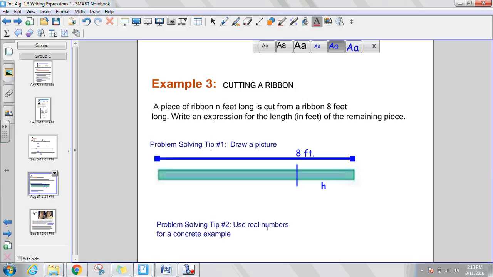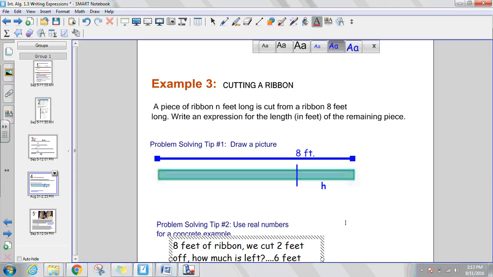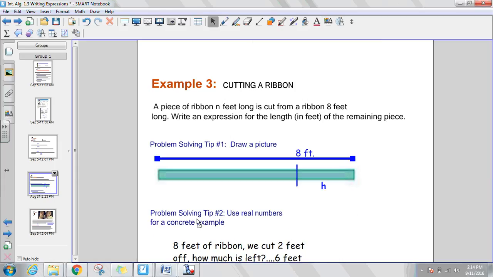So we're going to try problem tip number 2. We're going to use real numbers for a concrete example. Okay, so let's say that we had an 8 feet ribbon. We had 8 feet of ribbon. And we cut 2 feet off. How much is left? And we know that this answer is going to be 6 feet. 6 feet are left. Why? Why do we know that? What operation are you using? I'll scoot this up so we can see.